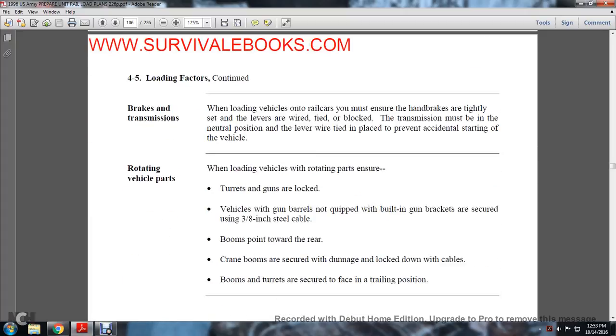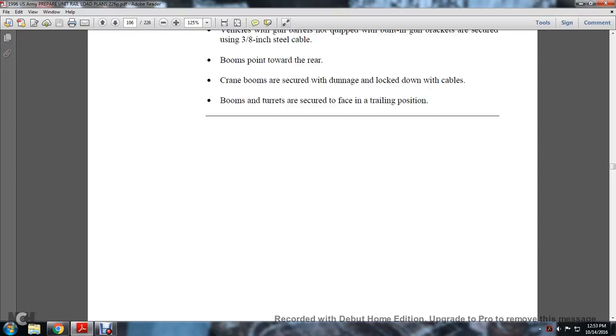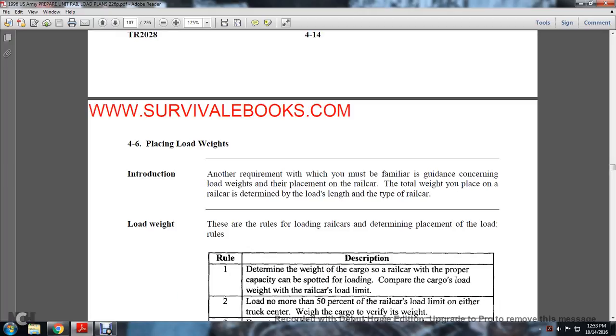Rotating vehicle parts. When loading vehicles with rotating parts, ensure turret guns are locked. Vehicles or gun barrels are not equipped with a bullet, and gun brackets are secured with 3/8 inch steel cable, with booms pointed toward the rear. Crane booms are secured with dunnage and locked down with cables. Booms and turrets are secured with the face of the trailing position.